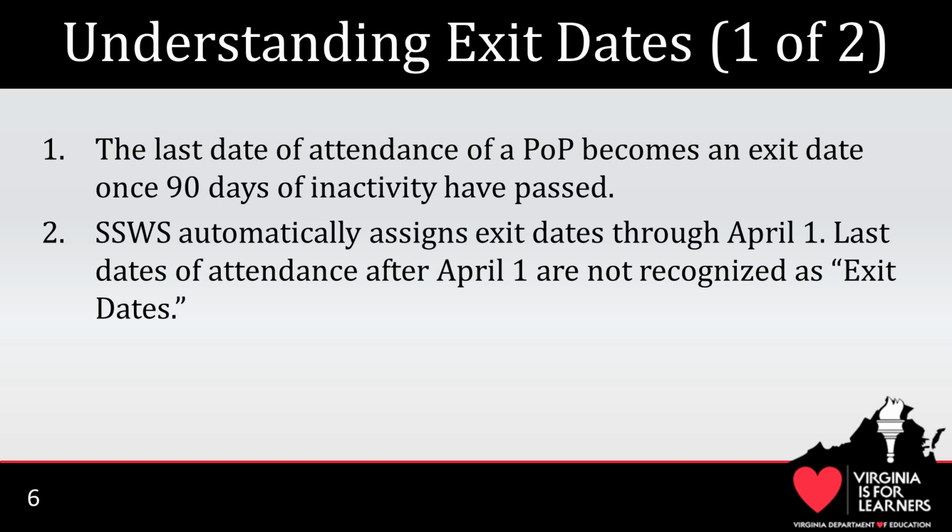However, the system will only assign exit dates until June 30th. If the last date of attendance is after April 1st, there would be fewer than 90 days until June 30th, which is the end of the fiscal year. Therefore, a last date of attendance later than April 1st cannot be assigned as an exit date. Even though programs typically have time until August to finalize their data, all activity reported for the fiscal year must be as of June 30th. Therefore, the system has been configured not to convert last dates of attendance to exit dates beyond April 1st.